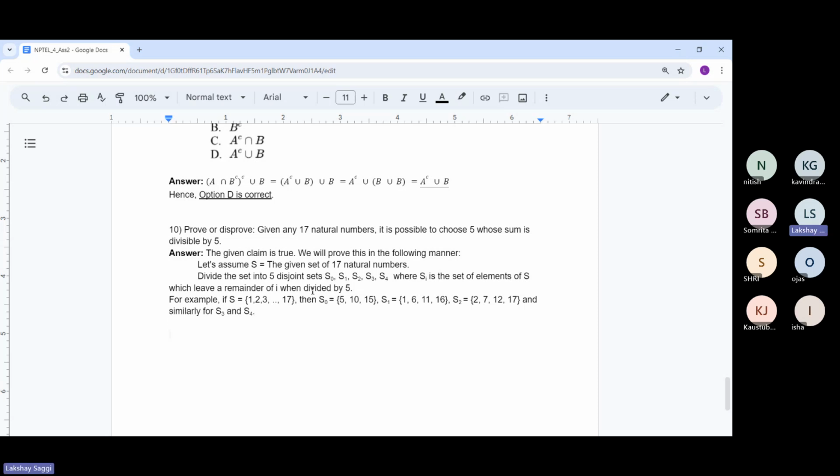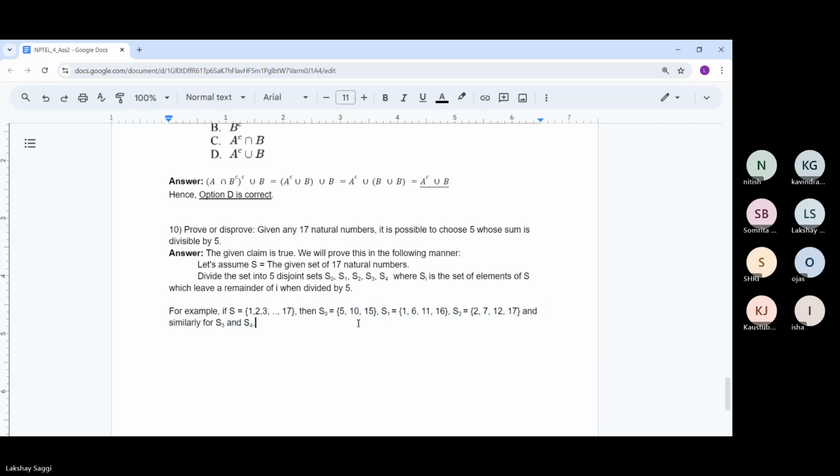So this is just an example so that we understand what this S0, S1, S2, S3, S4 actually mean. Note that S can be any arbitrary set. It need not be the set 1 to 17, but any arbitrary set. But we can just divide it into these 5 disjoint sets, right? Note that these sets will be disjoint because a number can leave only one remainder, like 2 or 1. It cannot be present in both of these, so it will always be present in exactly one of these sets.